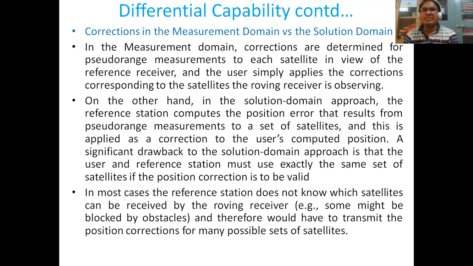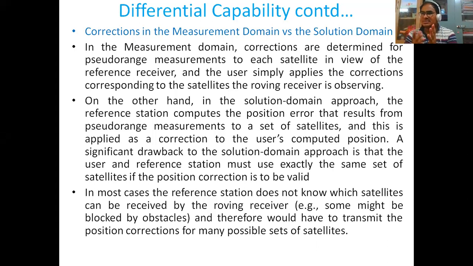So what is measurement domain? In the measurement domain, the corrections are determined for pseudo-range measurements to each satellite in view of the reference receiver, and the user simply applies the corrections corresponding to the satellites the roving receiver is observing. The roving receiver means the intended receiver, whatever it is observing. The corrections are determined for the pseudo-range measurements to each satellite separately.